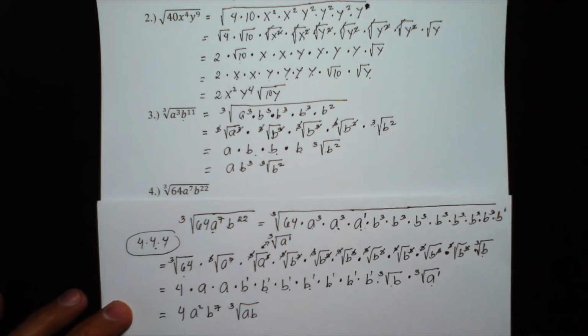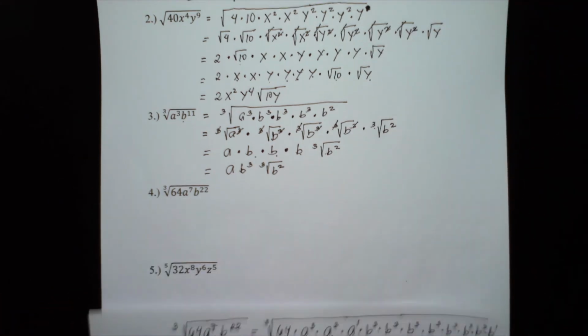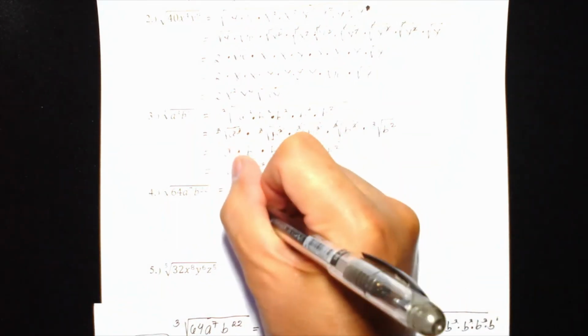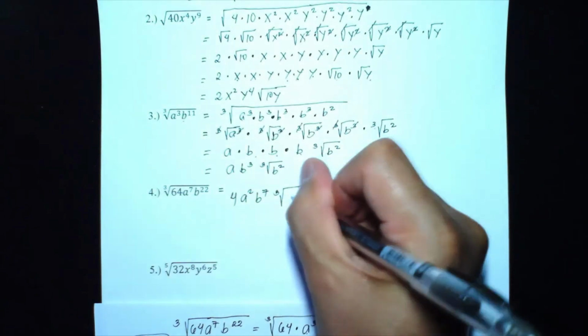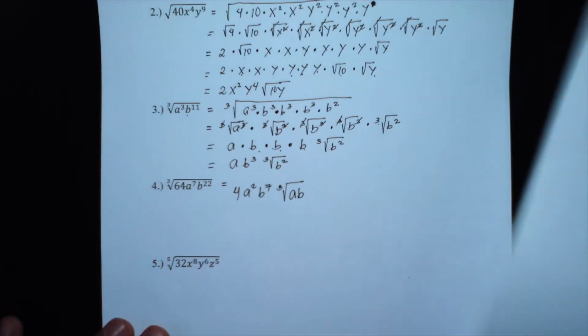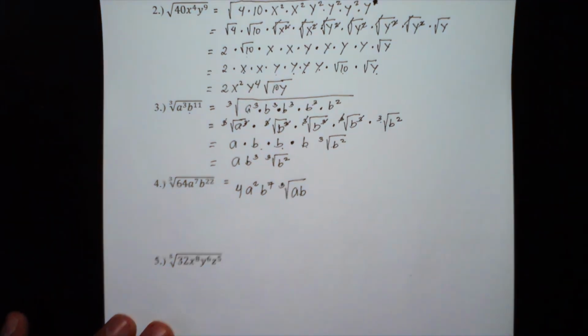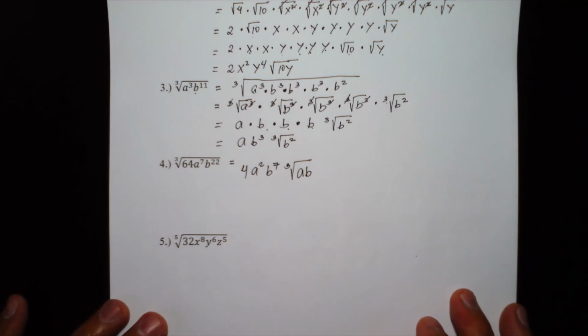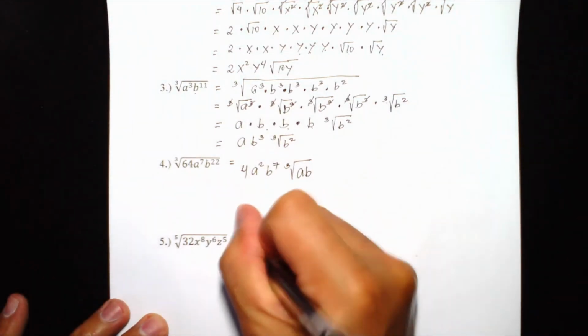Next one, we have the last one. So the answer is 4 raised to 2 b raised to 7 and cube root of a multiplied by b. Okay, let's have the last example. Still the same process.